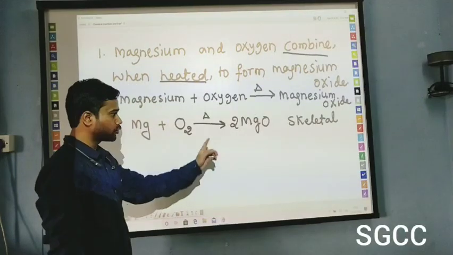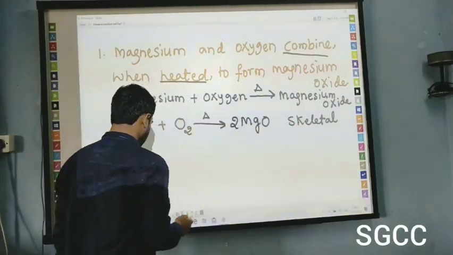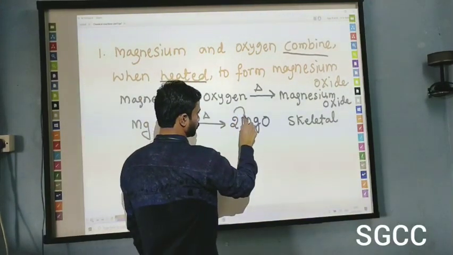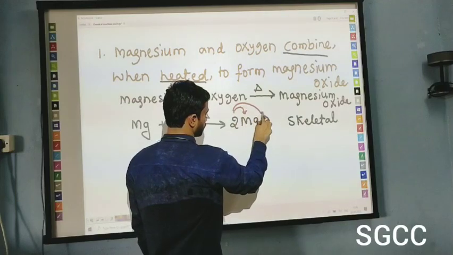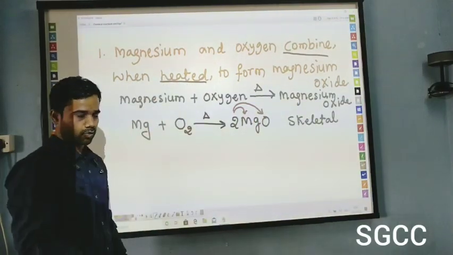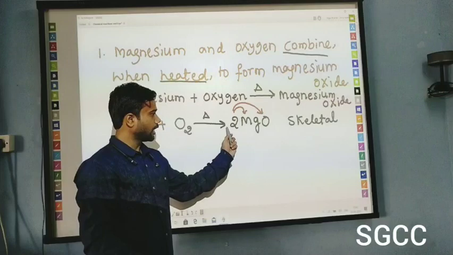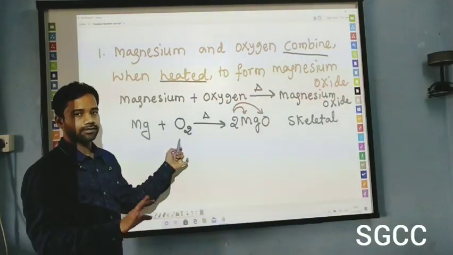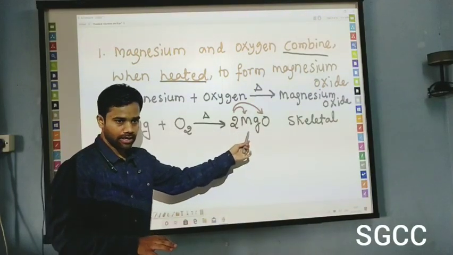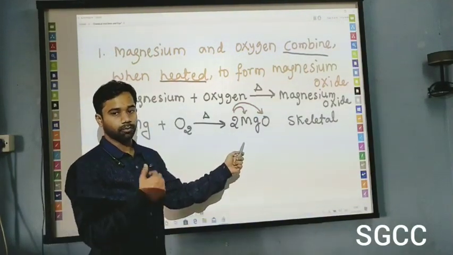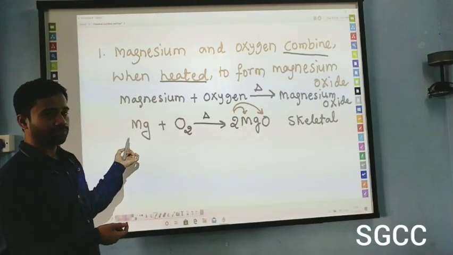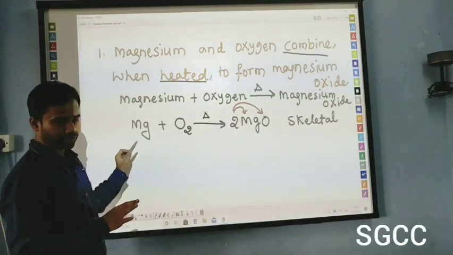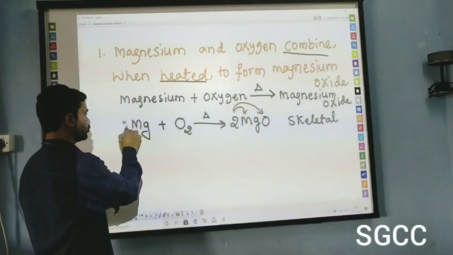These 2 belong to the magnesium and also to the oxygen element. So 2 magnesiums are present and 2 oxygens are present. So we can conclude that oxygen is balanced now. What about the magnesium? There are 2 magnesiums on the product side. How many magnesiums are present on the reactant side? Only one. So we are going to write 2 here.